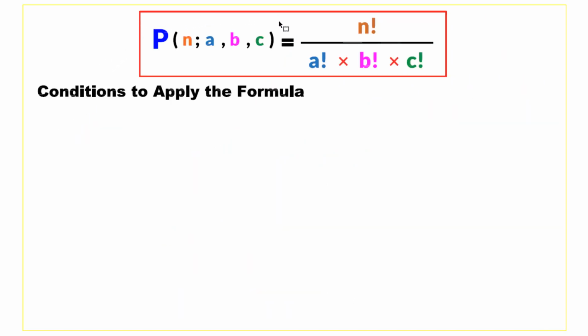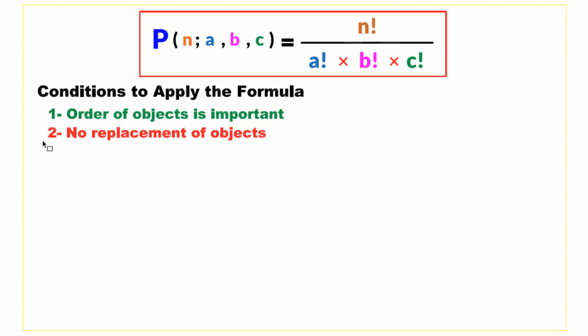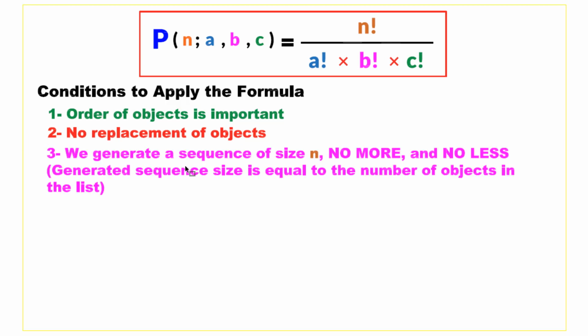Now, what are the conditions to apply this permutation formula? We have the first condition, order of objects is important. And the second one, no replacement of objects. And the third, we generate a sequence of size n, no more and no less. We cannot generate a sequence of size n plus 1 or n minus 5, etc. So that means generated sequence size is equal to the number of objects in the list.